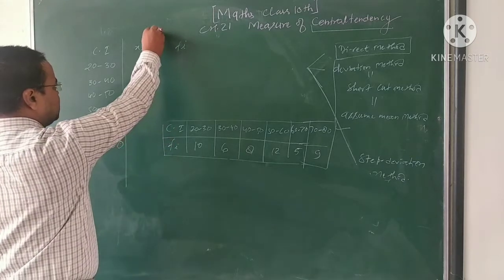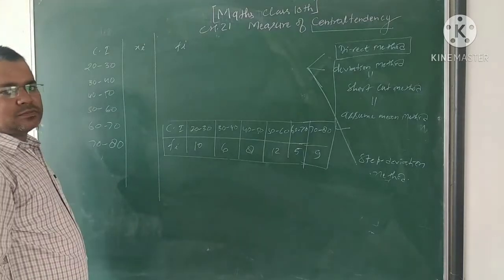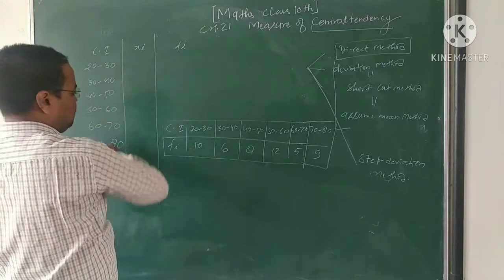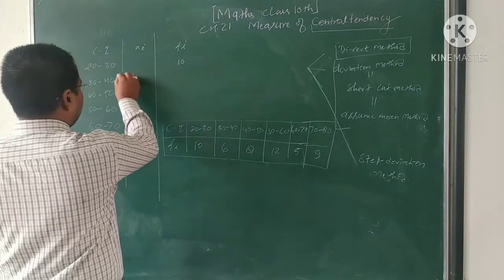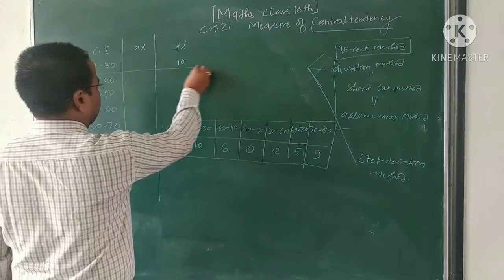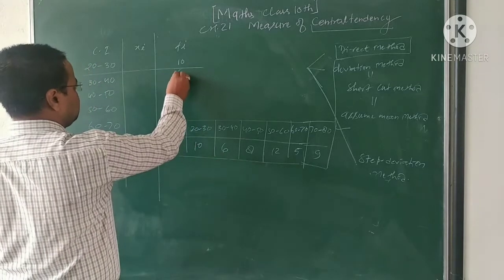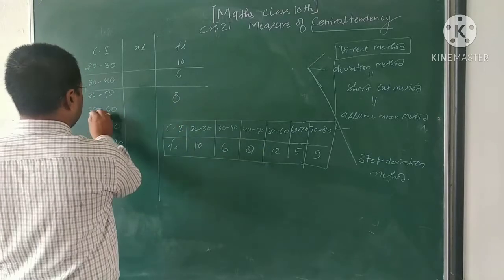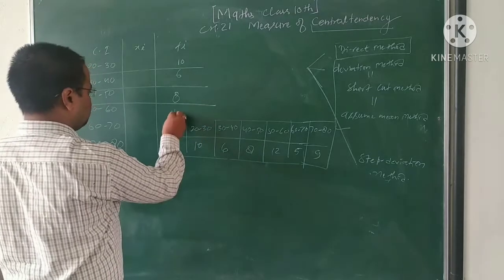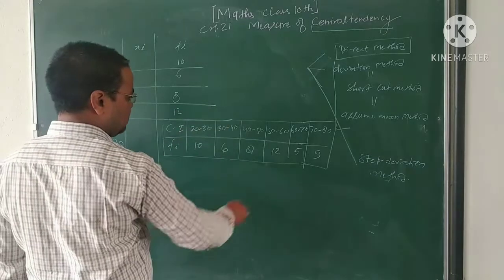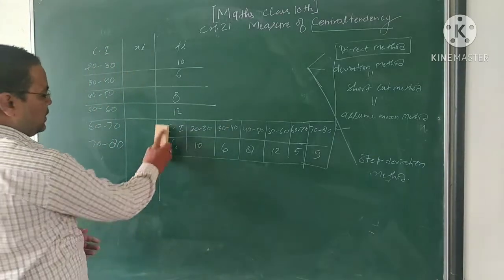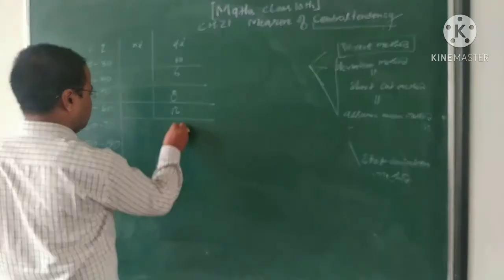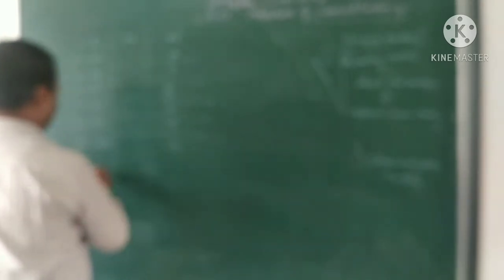And after that, we write here the class mark. I will tell you how we should write this, but before that, let us write the frequency. For the first class, it is 10. For the second class, it is 6. For the third class, it is 8. And similarly, this 12 here. Then 12, after that 5 and 9. Here, this will be 5 and here 9.